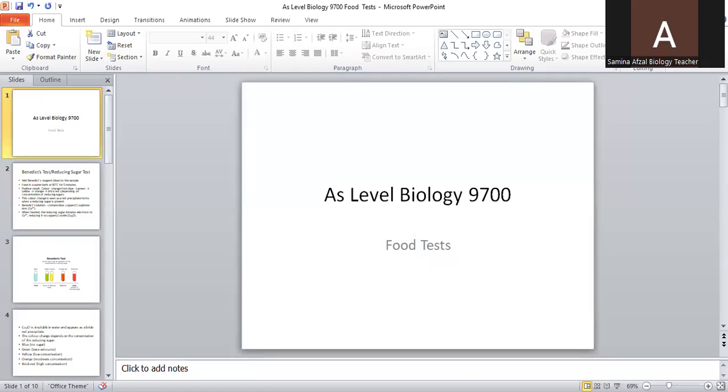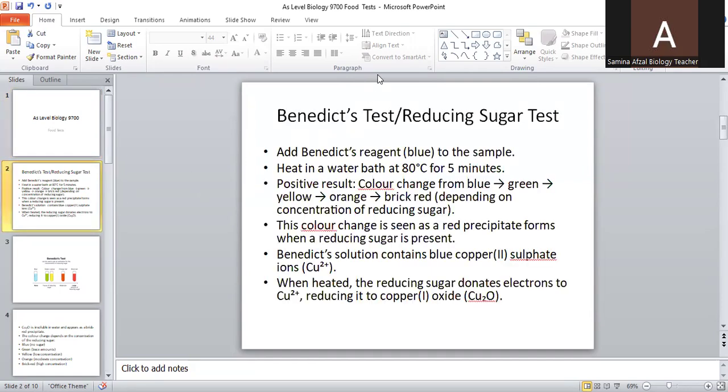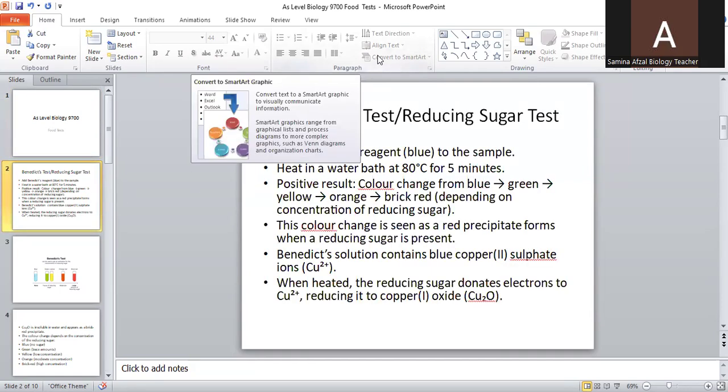Students, as you know, paper 3 in A levels is a practical examination. In today's video, we will discuss food tests from the perspective of practical work and how they are performed in the P3 practical paper. So in this regard, first of all, we are going towards the first test, which is the Benedict test for reducing sugar.